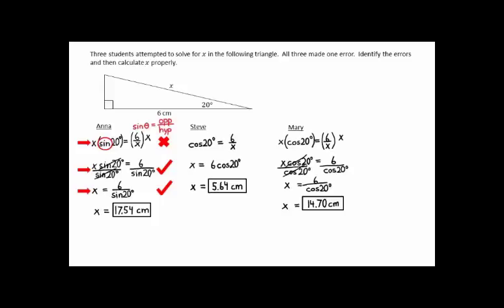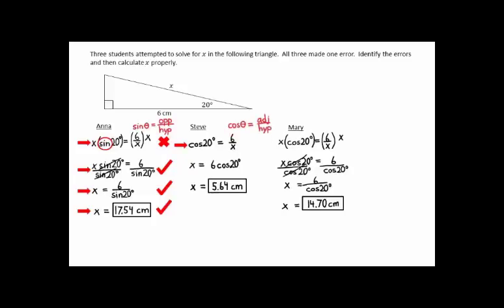Finally, substituting this into the calculator, 6 divided by sine 20 degrees would give 17.54 centimeters, so her only mistake was step 1. Let's consider Steve's solution. Steve has written this down as cosine 20 degrees equals 6 over x.